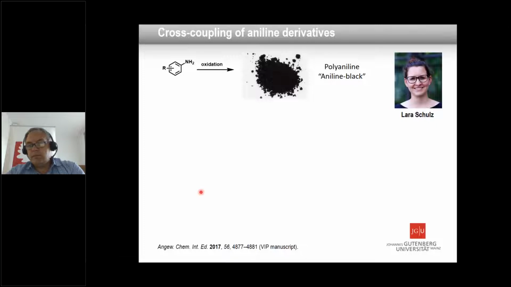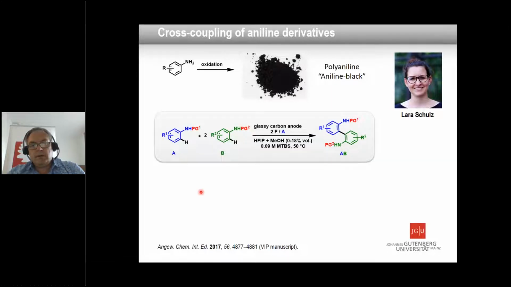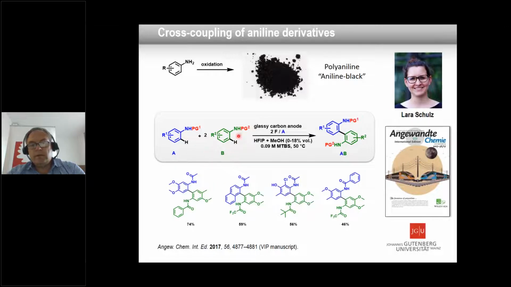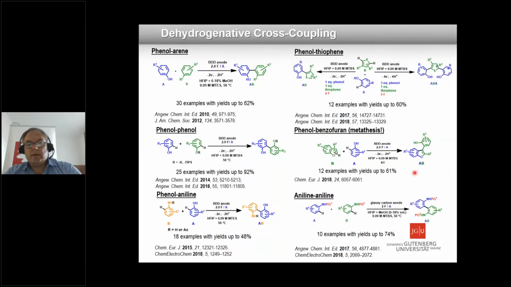Even with things like aniline, if you oxidize them, you get polyaniline. That's the black stuff of your pans, of the jeans, black jeans. But if you use protective groups on the anilines, then you can use also the solvent mixture with methanol, and you get even these compounds in a very selective way, and you can escape the evil darkness of the polyaniline. This is a playground, and most of these reactions were done on multi-gram scale in a simple 2-electrode arrangement.